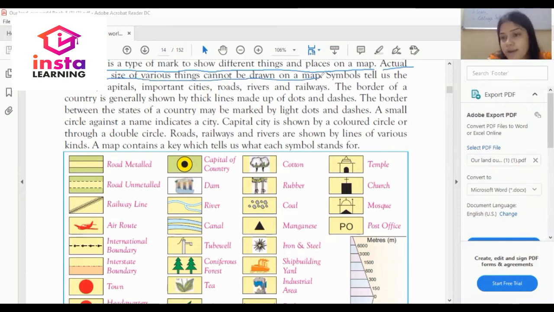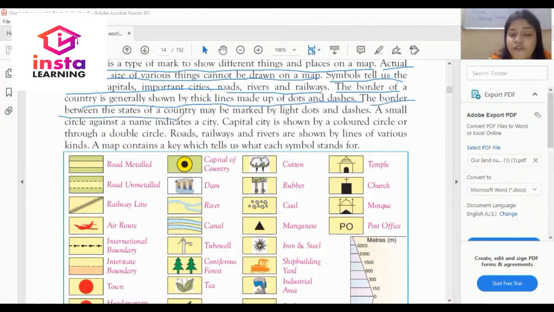Actual shape को आप map पे नहीं दिखा सकते, इसलिए हम उसको एक symbol के through represent करते हैं. Symbols tell us the border, capital, important cities, rivers, and railways. The border of a country is generally shown by thick lines made up of dots and dashes. The border between the states of a country may be marked by light dots and dashes. A small circle against a name indicates a city.